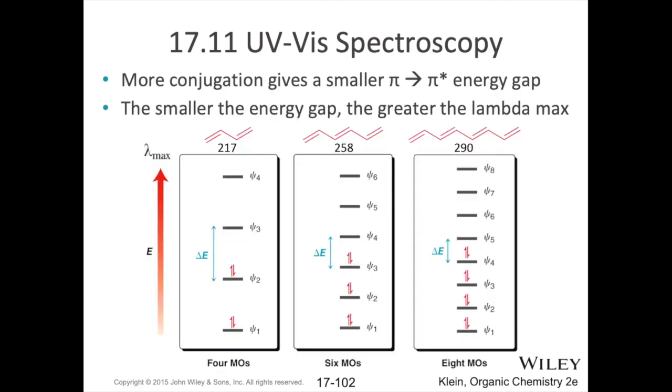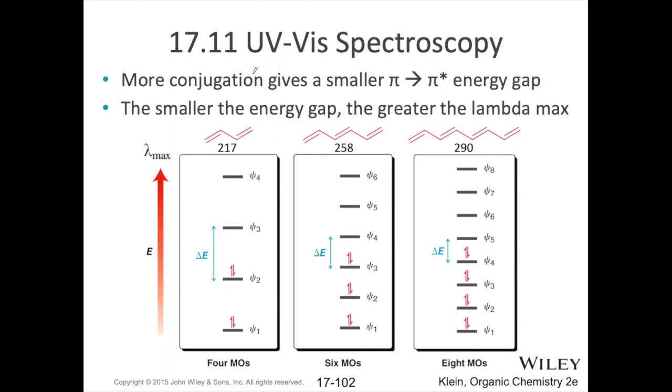Based on the difference in wavelength, we can then figure out the difference in energy gaps for different systems. Generally speaking, the larger your energy gap, the smaller your wavelength, and vice versa. So think back to where we talked about electromagnetic radiation, or think back to a physics class, right? E is equal to h nu, and nu is equal to c over lambda.